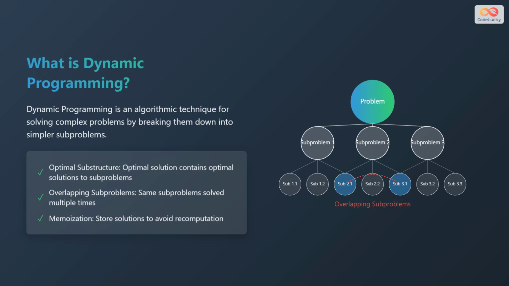So, what exactly is dynamic programming? Dynamic programming is an algorithmic technique for solving complex problems by breaking them down into simpler overlapping subproblems. The key points are optimal substructure, overlapping subproblems, and memoization. Optimal substructure means an optimal solution contains optimal solutions to subproblems. Overlapping subproblems means the same subproblems are solved multiple times. Memoization means we store the solutions to subproblems to avoid recomputation, which is what makes dynamic programming so efficient.